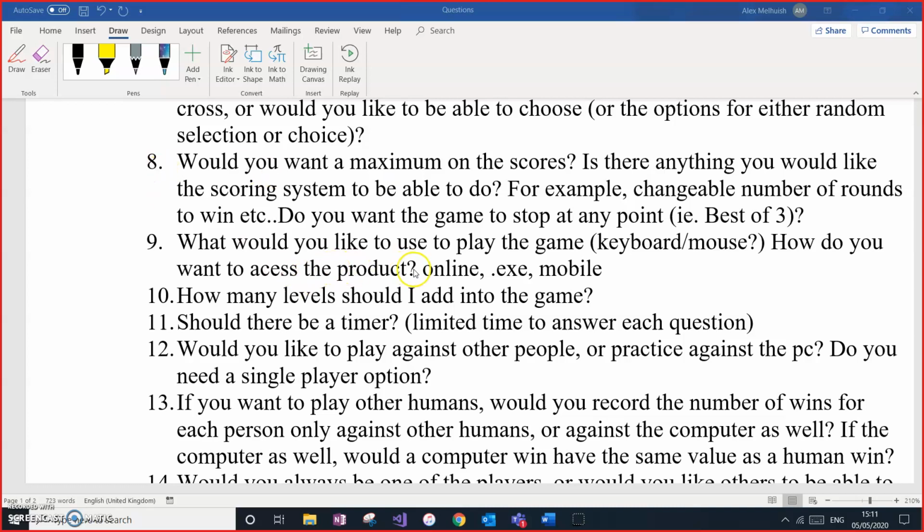Number 9, what would you like to use to play the game? A keyboard, mouse? How do you want to access the product? Online, exe file, or mobile? So for that particular question, I'm quite happy to have a standard Windows Forms application created within Visual Studio. So you're probably looking at more of an exe sort of desktop-based game.